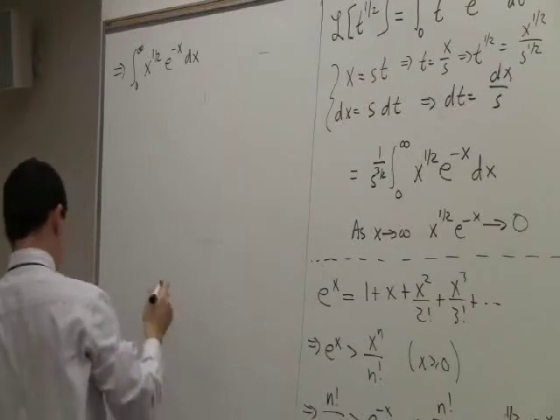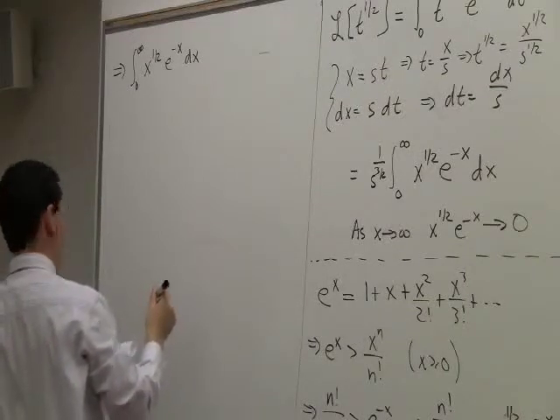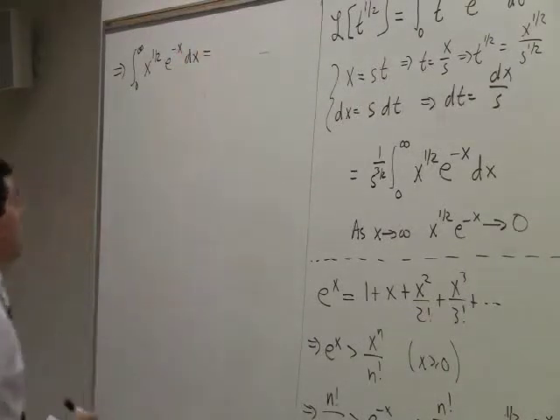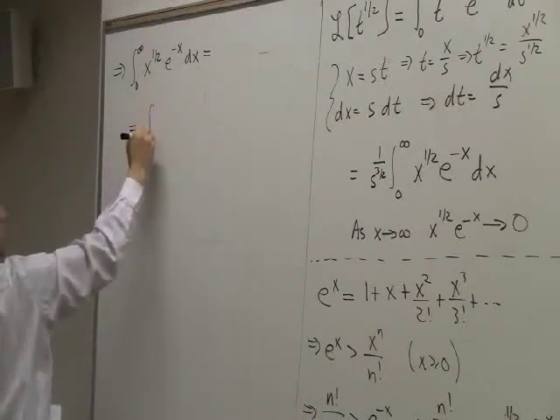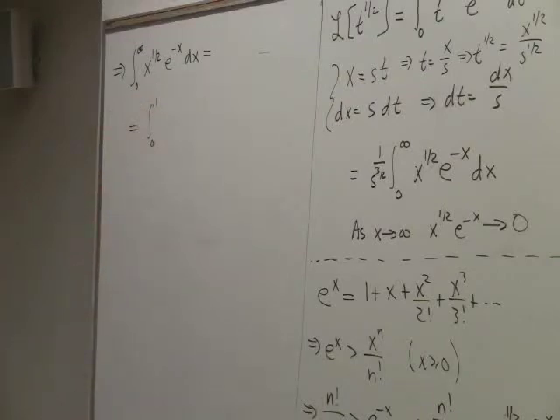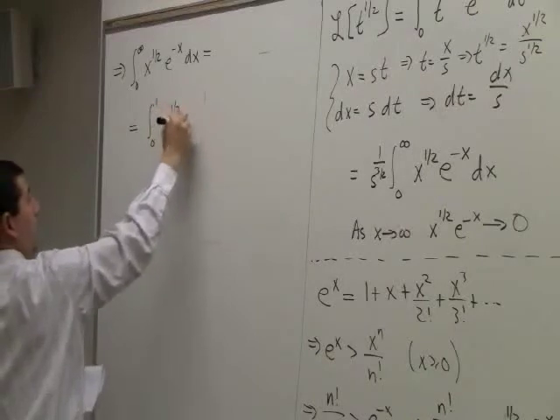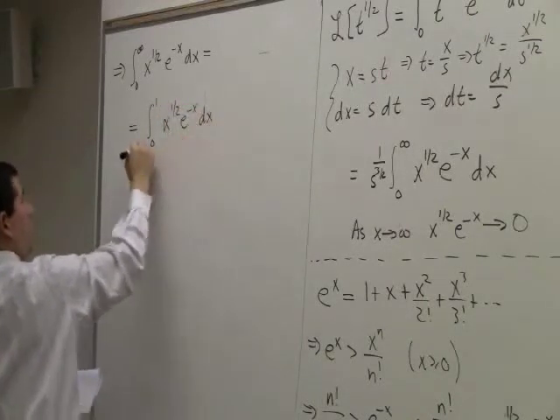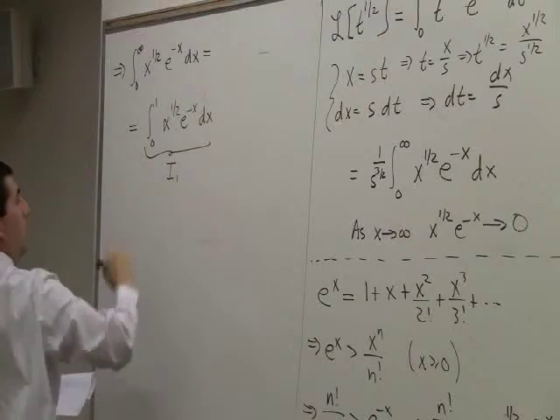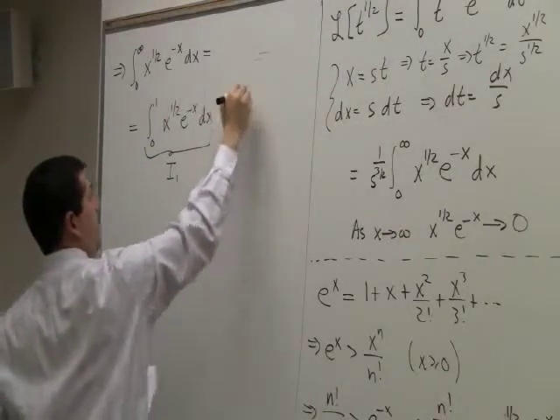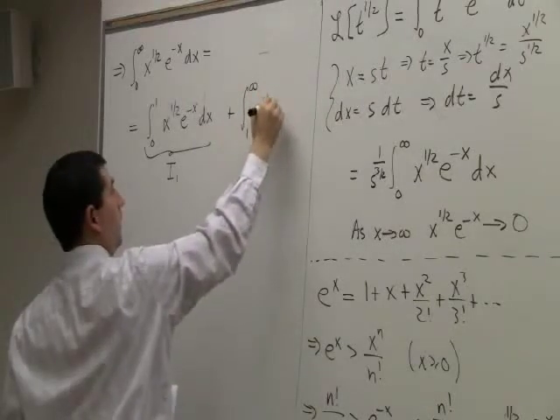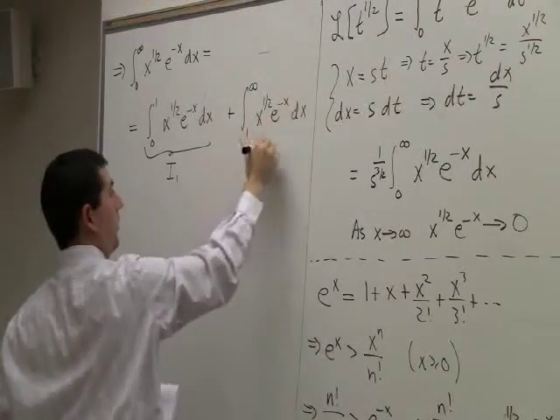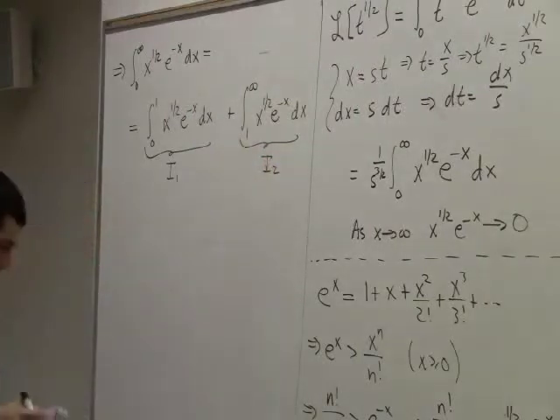This is going to be, well, I'm going to break this up into two components. The first component is just going to be the integral from 0 to 1. Right? And you'll see in a second why we have to do that. Okay, and I'll call this I1. And then the second component will be the integral from 1 to infinity. Okay, and I'll call this I2.